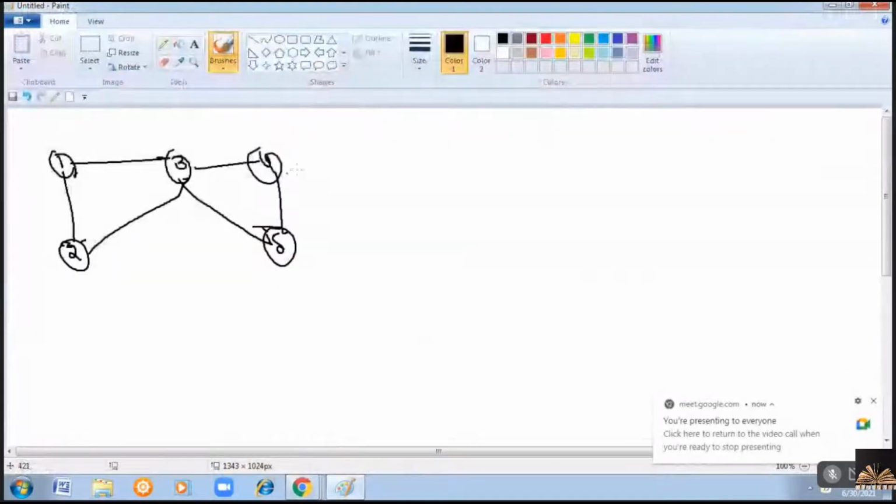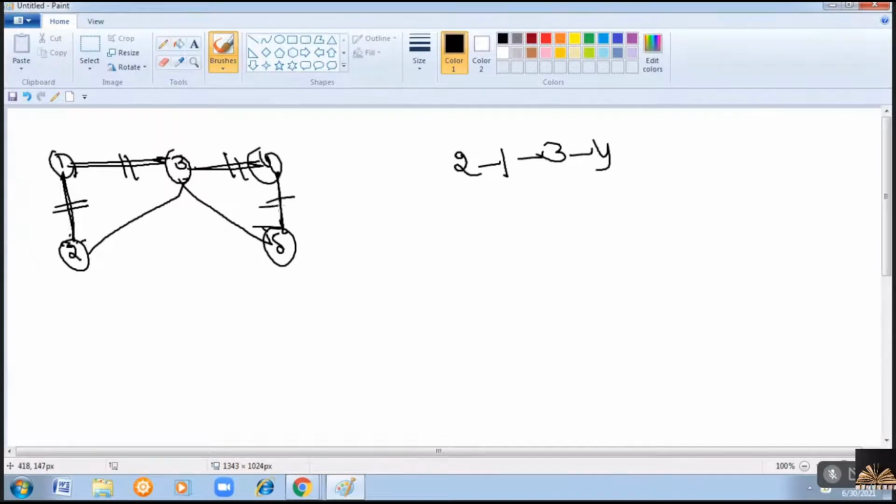So let us start from this vertex. Any vertex you can start. You can take any vertex as the initial vertex. Suppose if I start from 2, each edge should be visited once. So I'll just mark whichever vertices are visited. So 2 to 1. From 1 to 3. 3 to 4. 4 to 5. 5 to 1. Sorry, 5 to 3.